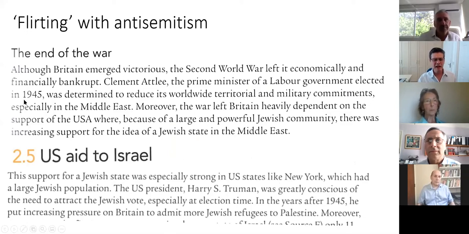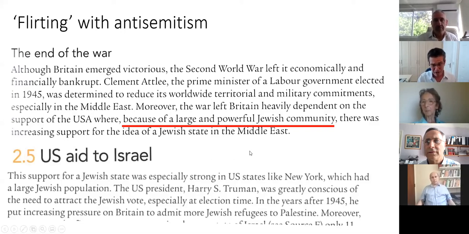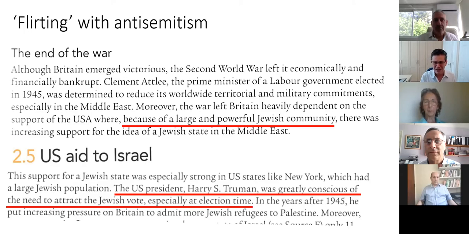You can see here in 1945 in USA, there was increasing support for the idea of a Jewish state. And why, reason the authors? Because of a large and powerful Jewish community. Jews represented in 1945 3.5% of the US population. Certainly not a large community, and not a particularly powerful community either. We must remember that in 1945, there was quite a bit of overt anti-Semitism in that part of the world. So these are just a few examples, Jonathan.